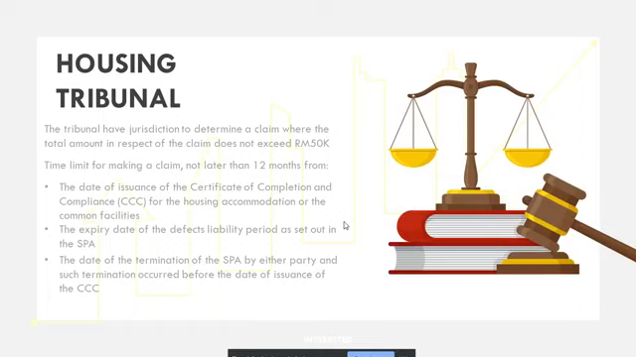So time limit for making a claim not later than 12 months from. So ada time limit ni, kita nak claim benda-benda macam ni tak boleh not later than 12 months daripada the date of issuance CCC. So 12 bulan daripada tu, tak boleh lebih daripada 12 bulan daripada tarikh CCC keluar lah.